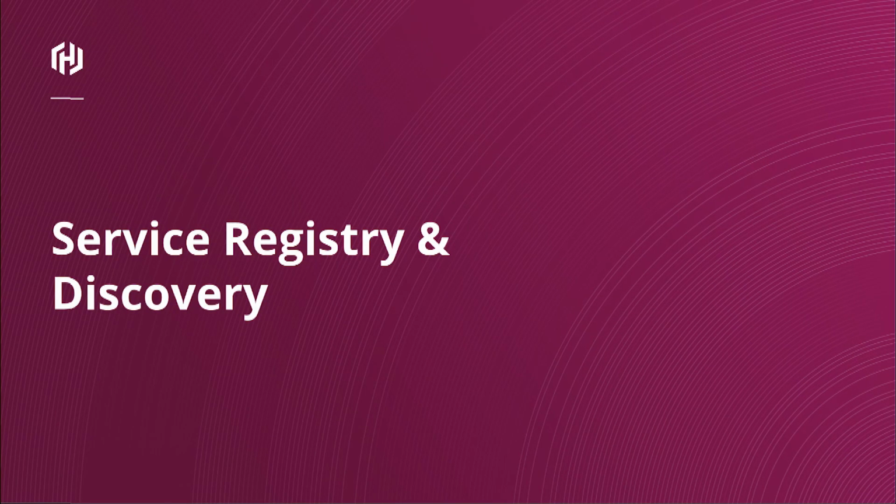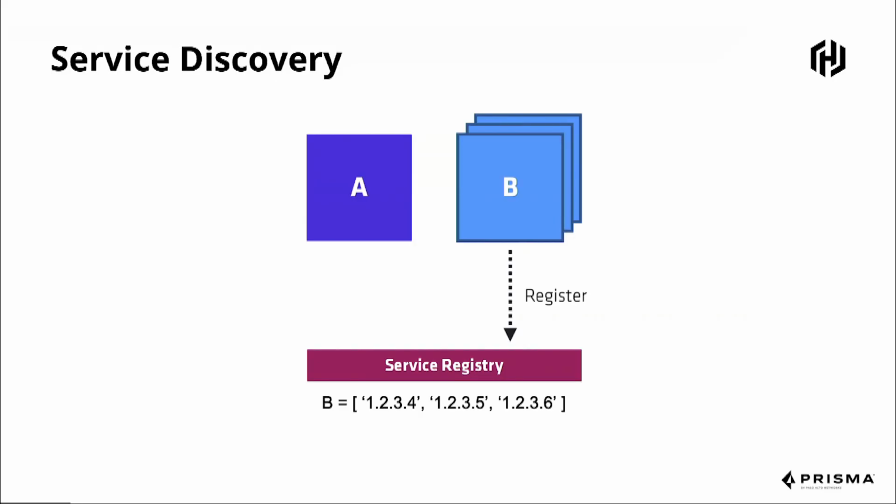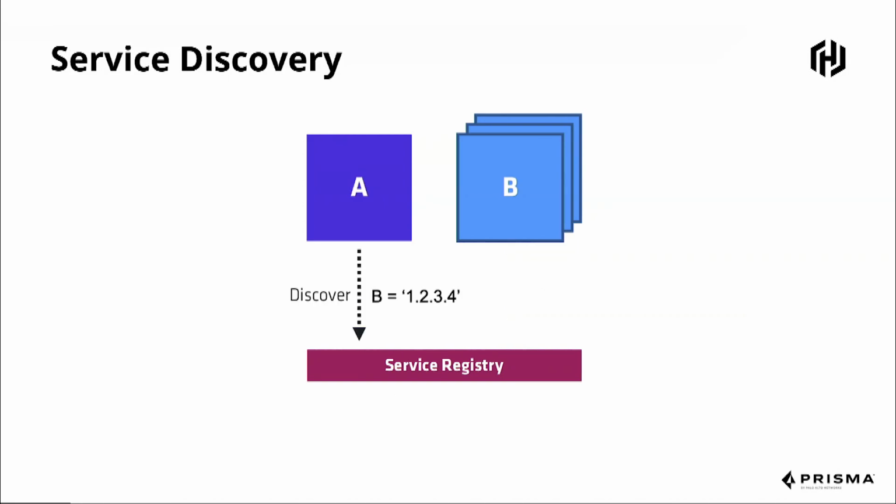So first, let's talk a little bit about service discovery and the service registry. What happens now using a service registry is service B comes online. We've got 3 instances of it running, and those instances register themselves with the service registry. And so we can see now that the service registry knows that the B service makes up these 3 IP addresses. So now when service A wants to talk to service B, service A can go to the service registry and say, hey, give me the instances for service B so I can talk to it.